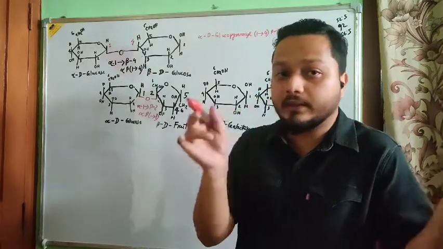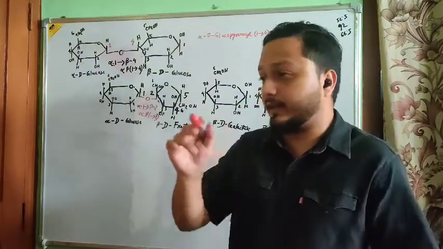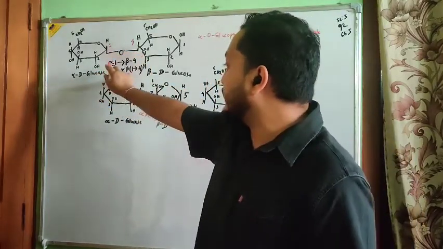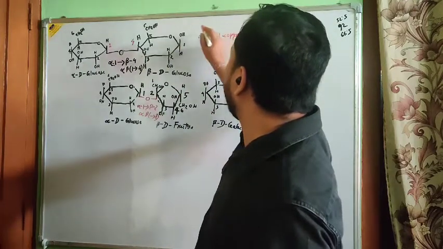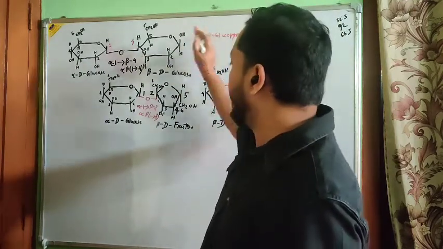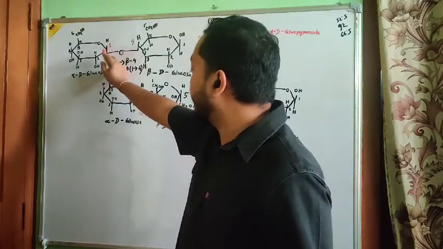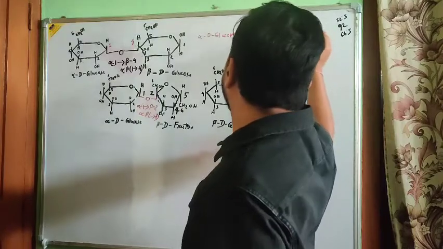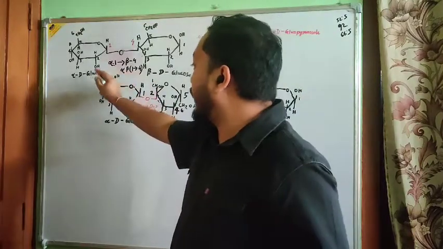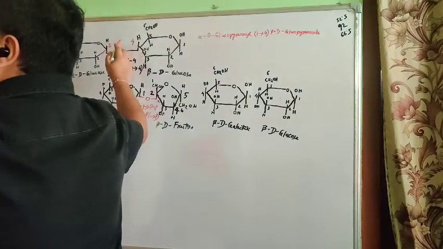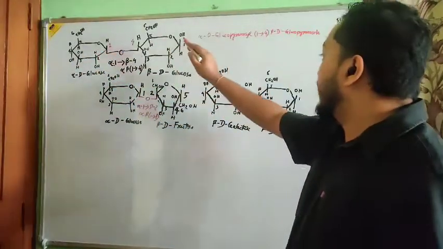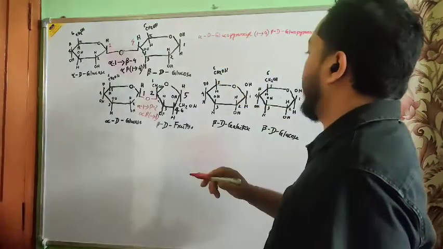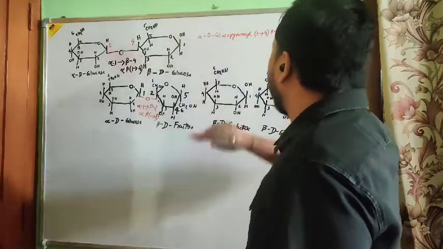What will be the nomenclature of these disaccharides? I forgot to tell this. This is alpha D glucose, therefore alpha D glucopyranosyl, because this is a pyranose ring. For an aldose sugar, this is a pyran ring, therefore alpha D glucopyranosyl. Again the linkage is 1 to 4.